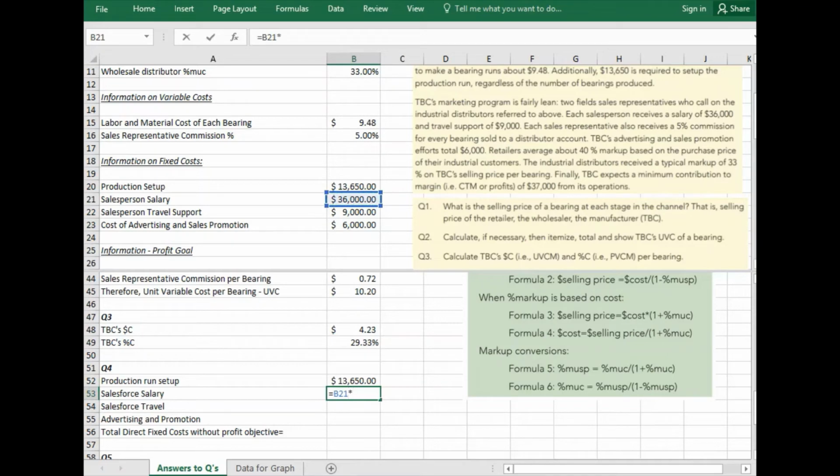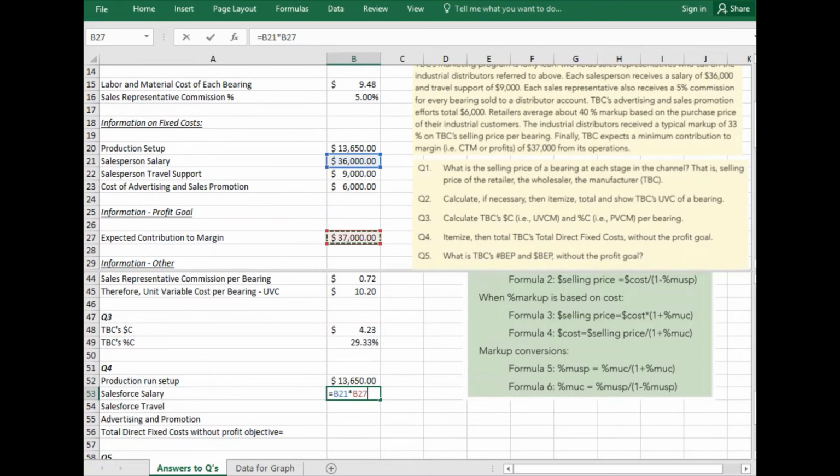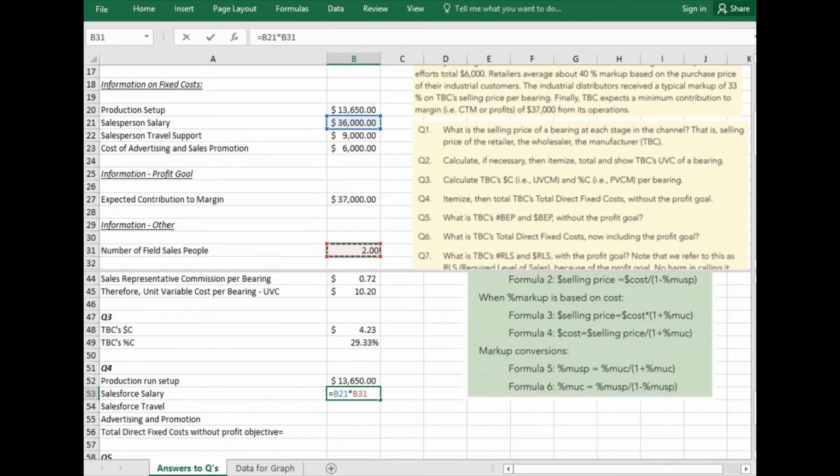Okay, so let's run through these. I'm just going to refer to each line. Now here's the deal. Salesforce salary is times 2 people, isn't it? So that's why it's important to go up there and get that other information, have 2 people there. So now $72,000. Now we've got to do the same thing again with Salesforce travel. It's $9,000 per salesperson times the number of salespeople. So we're looking at $18,000.